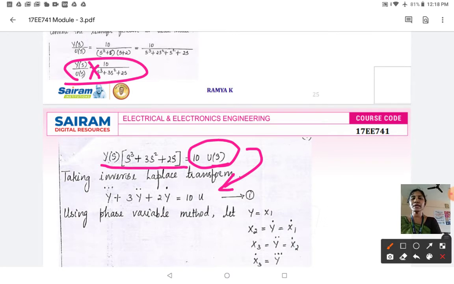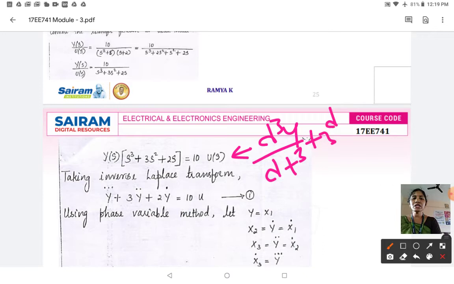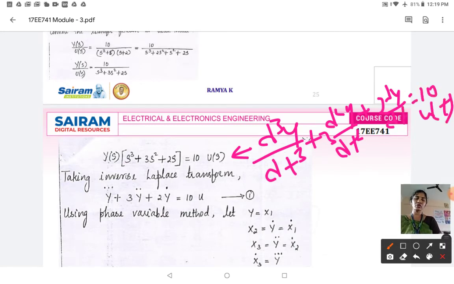When you take the inverse Laplace transform of this equation, you will get d cube y by dt cube plus 3 d square y by dt square plus 2 dy by dt is equal to 10 u of t. After this the equation can be written as y triple dot plus 3y double dot plus 2y dot is equal to 10u. Then we use the phase variable method.